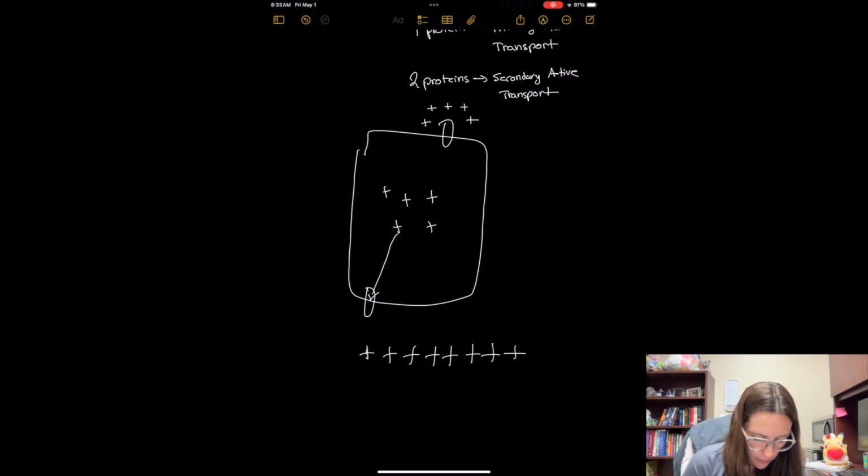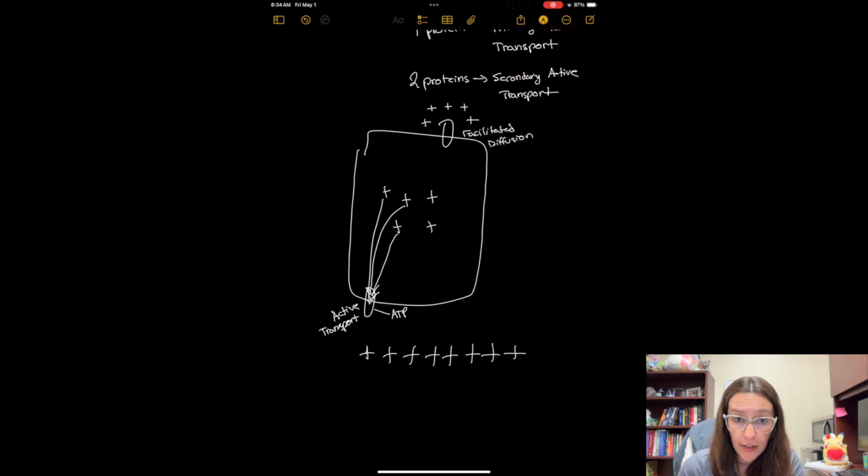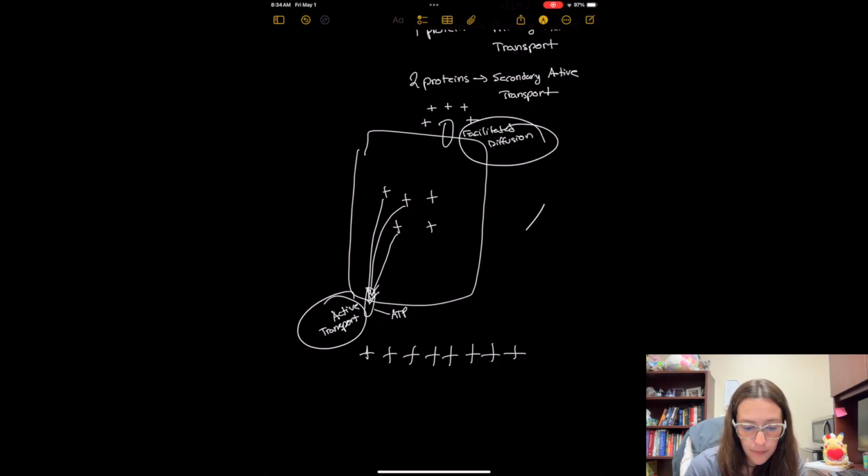Down here is active transport, where we're going to use some ATP to get these ions out. Now that the ions are out, we have 5 out here and 2 in here. Now we have a high concentration to low, and this is going to be that facilitated diffusion. So this is why it's called secondary active transport, where we do have an active transport, but it's for a secondary function. I hope this is helpful for you guys as you're going through this material.